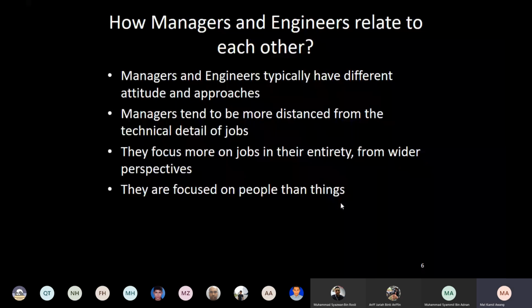And the managers are focused on people rather than things. They're looking mainly at the human resources. Do we have enough people in this project? Are we hiring too many people for this project?